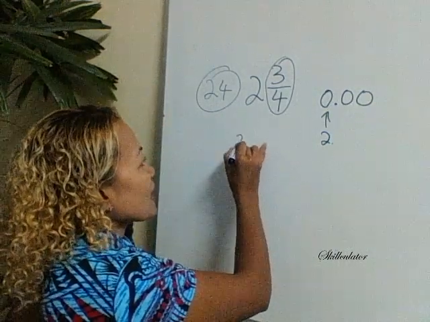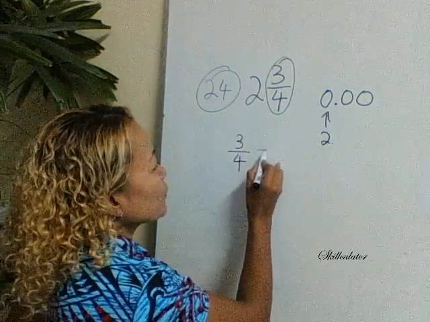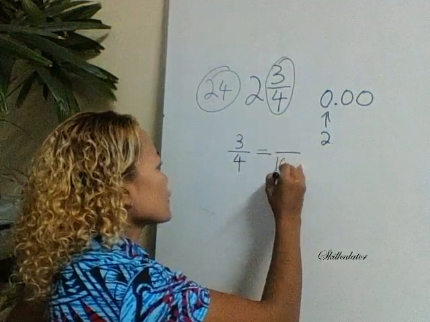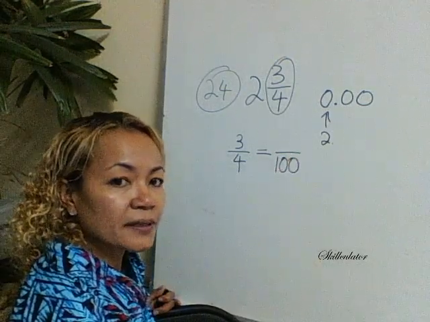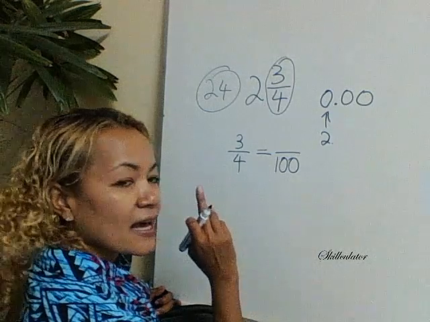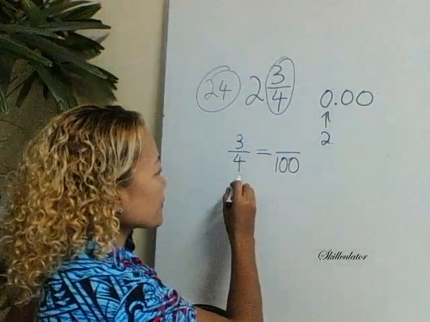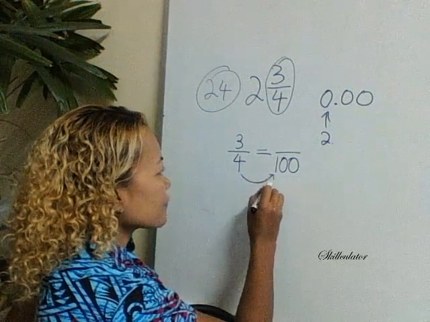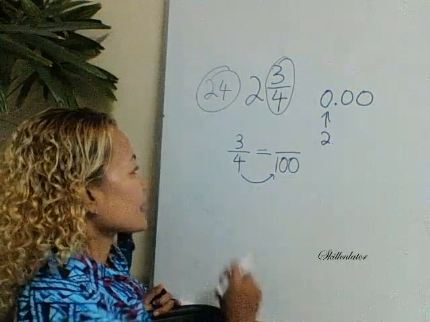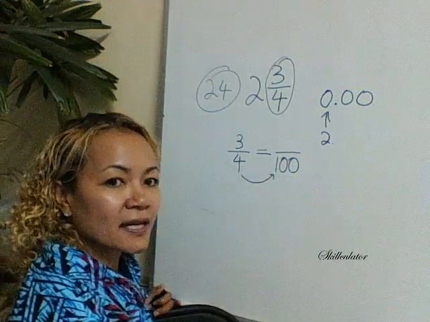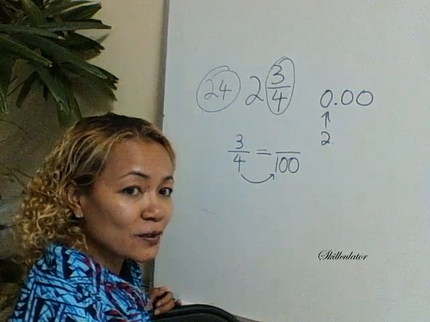Okay, so now we are finding the equivalent fraction to 3 over 4. We need to find the equivalent. So the denominator will be 100. And how do we find the numerator? How do we find the number on top? First, we find out what we have to multiply 4 by to get to 100. 4 by what equals 100? Have you figured it out? It's 4 times 25.